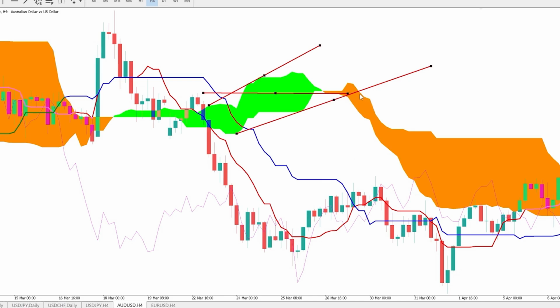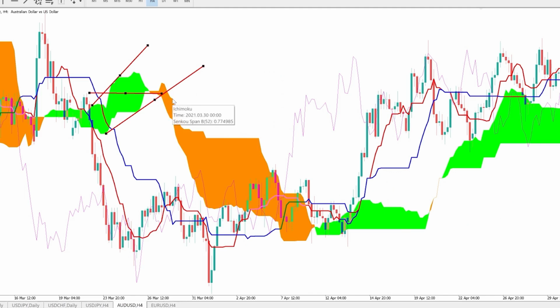This red cloud, our descending cloud, managed to break this trend line. With a distance of 26 candles, our candles are here. So the cloud forming ahead broke the trend line here, and we saw a price drop on our chart.